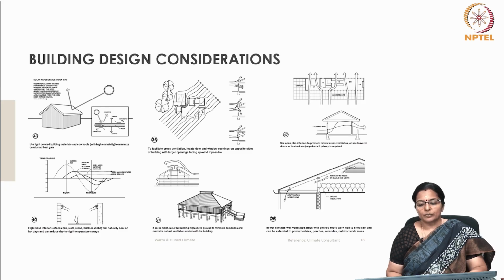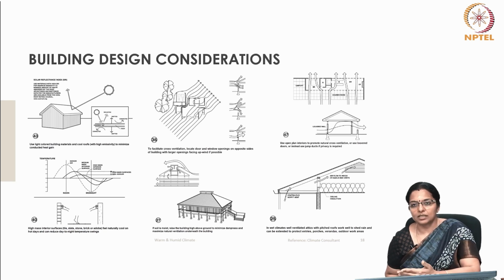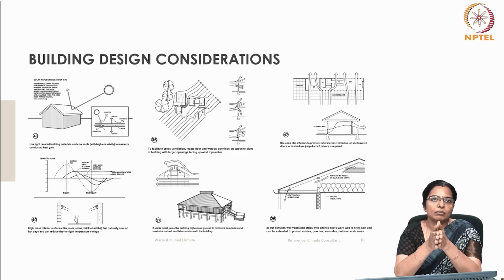To facilitate cross ventilation, windows should be located on opposite sides of the walls with sufficient provision for breeze movement inside the rooms in such a way that furniture and other things do not obstruct breeze movement. Then use of open plan so that breeze does not get impeded. And if soil is moist, the building can be raised high above the ground to minimize dampness. So these are the primary building design considerations in a warm and humid climate.